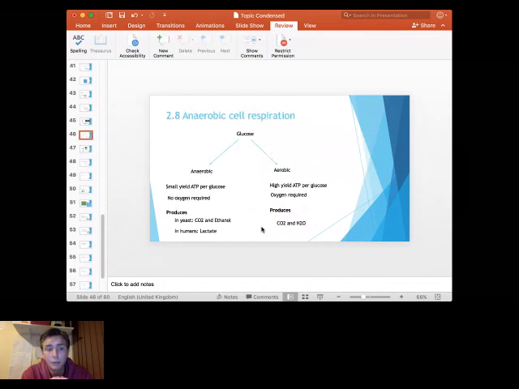So there's two ways that we can do cell respiration. We can either do it in the anaerobic fashion or we can do it in the aerobic fashion. And let's first go through anaerobic. So anaerobic is the less efficient way to produce ATP from glucose. But it does not require oxygen.